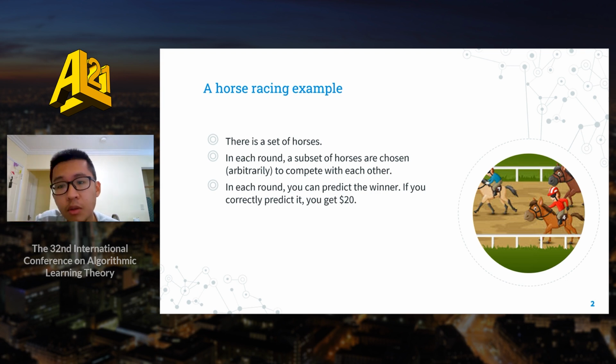Throughout the talk, I will use the example in these slides as a motivating example. The example is about horse racing. Consider a case where there is a set of horses. In each round, a subset of horses are chosen to compete with each other, and your job is to predict the winner of each round. If you predict correctly, you get a constant amount of money, let's say $20.